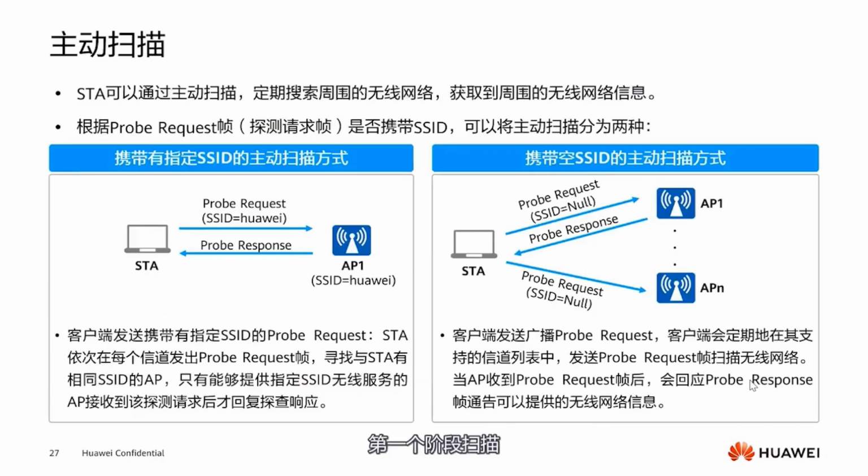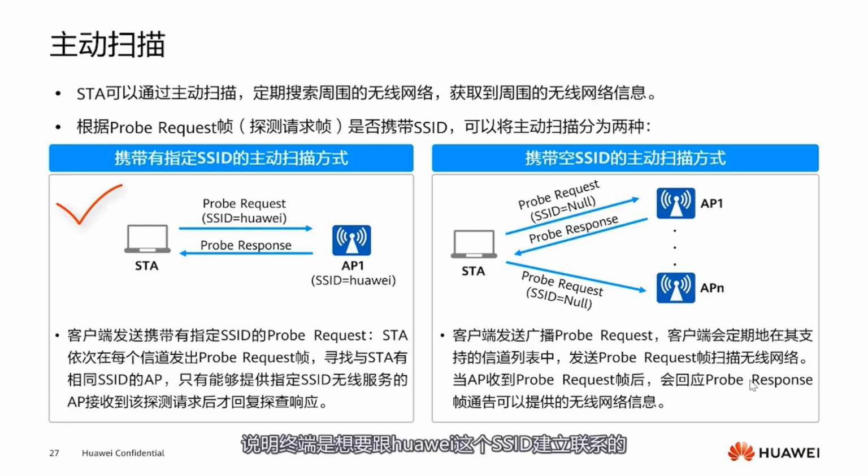The first stage, scanning. Scanning is divided into two modes. The first is active scanning, which involves periodically searching for nearby wireless networks to gather information about them. One way of active scanning involves carrying an SSID with a specified ID. For example, carrying the Huawei label indicates that the terminal wants to establish a connection with the Huawei SSID, signifying an intent to connect. Only then will it carry your SSID.